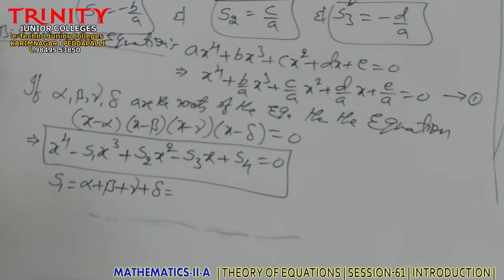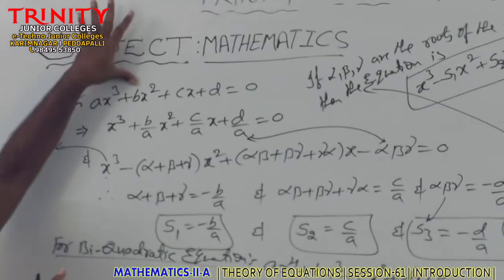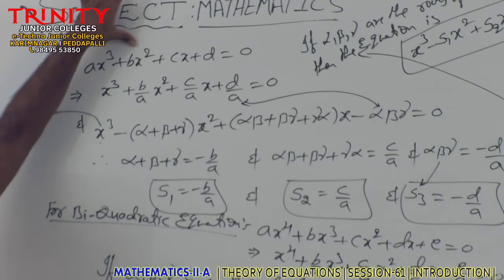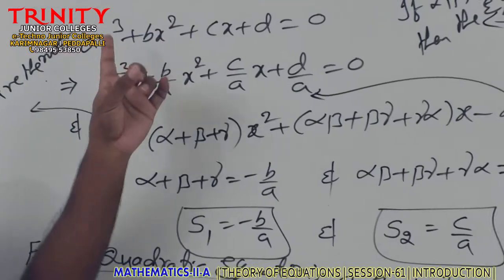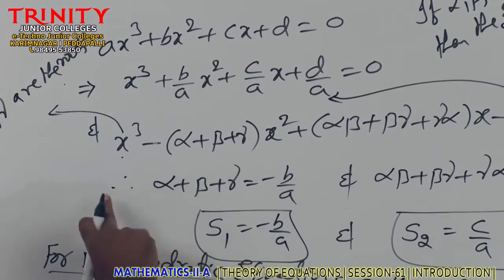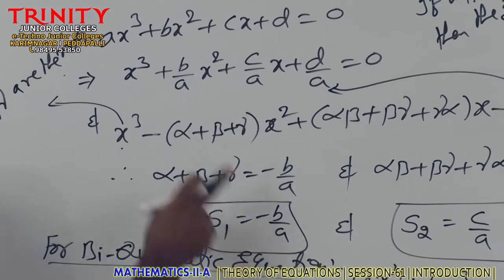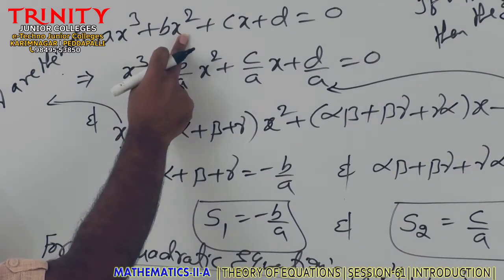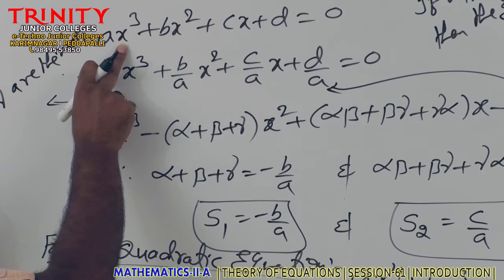Always the sum of the roots is minus the coefficient of the next power, x power n minus 1, divided by the x power n coefficient. See, minus b by a is what? X power n minus 1 coefficient divided by x power n coefficient, or not.